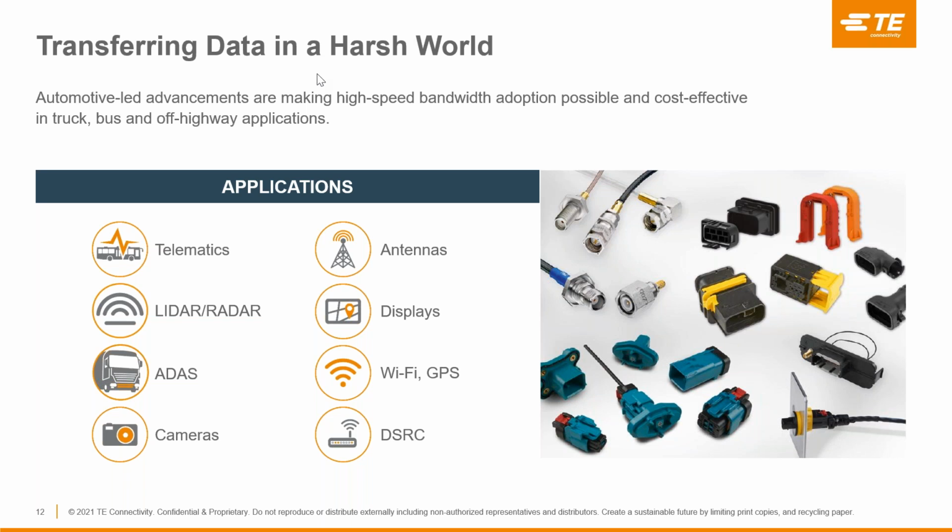As we look at now transferring the needs for that higher speed data in a harsh world, the automotive-led advancements that have been made in high speed bandwidth adoption are cost-effective in truck and bus applications, but they provide certain challenges. So we can address with a lot of the technology that was developed originally for the automotive industry, passenger cars, generally unsealed connectors, being able to run at higher speeds for these types of products, telematics, advanced driver assistance, cameras, antennas, displays. We're now moving into an environment where there's a need for being able to accommodate that higher data connectivity in much harsher environments.